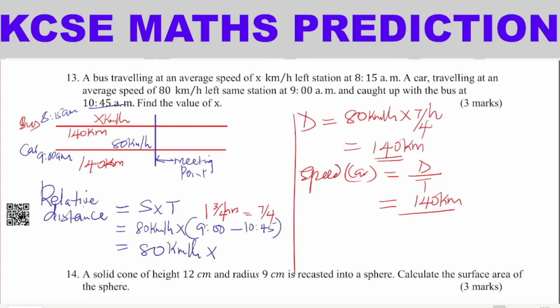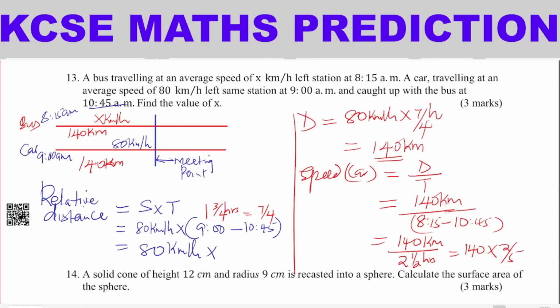taken by the bus. Time taken by the bus, that is from 8:15 to the meeting point. The meeting point is 10:45. They met at 10:45. So we get that. So this will give 140 kilometers divided by, let us subtract 8:15 from 10:45. That will be 2.5 hours.